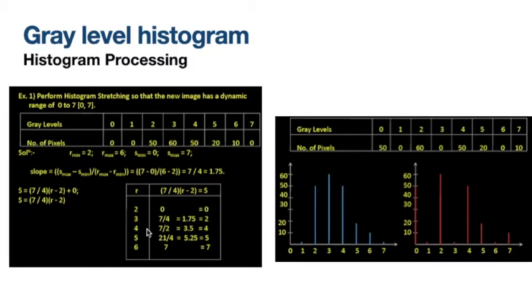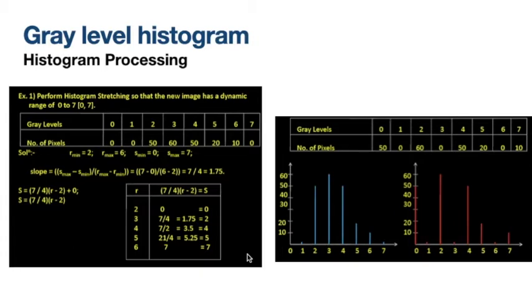Then for 4 it will be 7 by 4 into 4 minus 2, that is equal to 3.5. You get the value 4. So for R equal to 5, S equal to 5. For R equal to 6, S is equal to 7. So these are the S values for the corresponding R values.